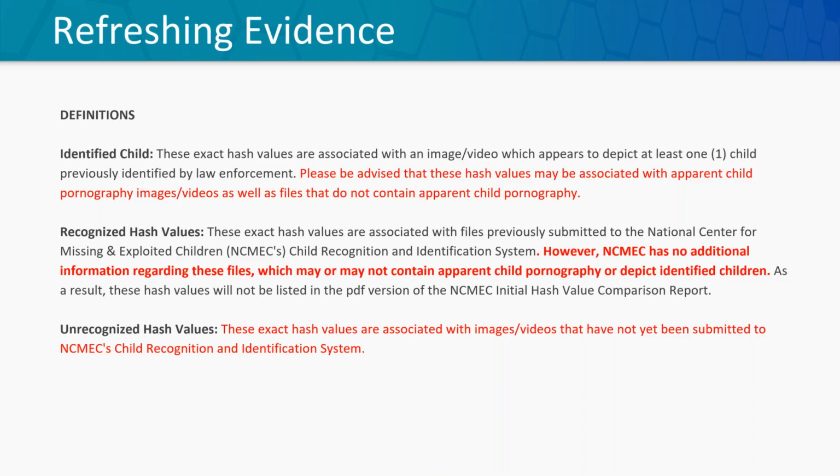The definitions that they give you for what an identified child is, the recognized hash values and unrecognized hash values, they all say it right there. It may or may not be child pornography. That's up to you and your jurisdiction. They have no information. Identified child, you always think, yep, that's an identified child. It's child pornography. It's contraband. They can't have it. Correct. But some of those images don't constitute child pornography. So we've got to make sure and verify what we have when they send it. And again, the unrecognized ones may or may not be images associated with child pornography.